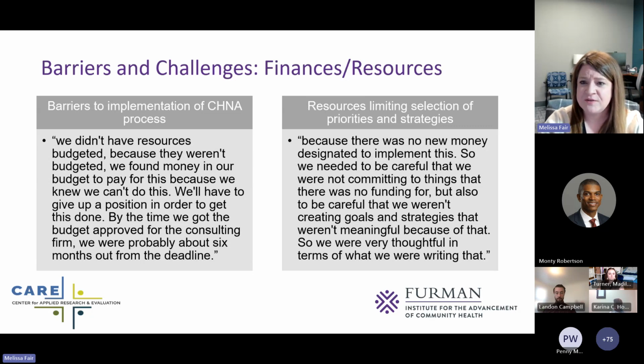So resources also limited the selection of priorities and strategies, because health systems didn't want to select strategies that they knew that they didn't have any resources to implement. So they were careful about committing to things that there were no funding for, but then they also noted that they walked that tightrope, you can see there, of not wanting to create goals and strategies that were not meaningful just because there was no money to support them. And so had to be very thoughtful in terms of what they were selecting as priorities and strategies as a result of that.